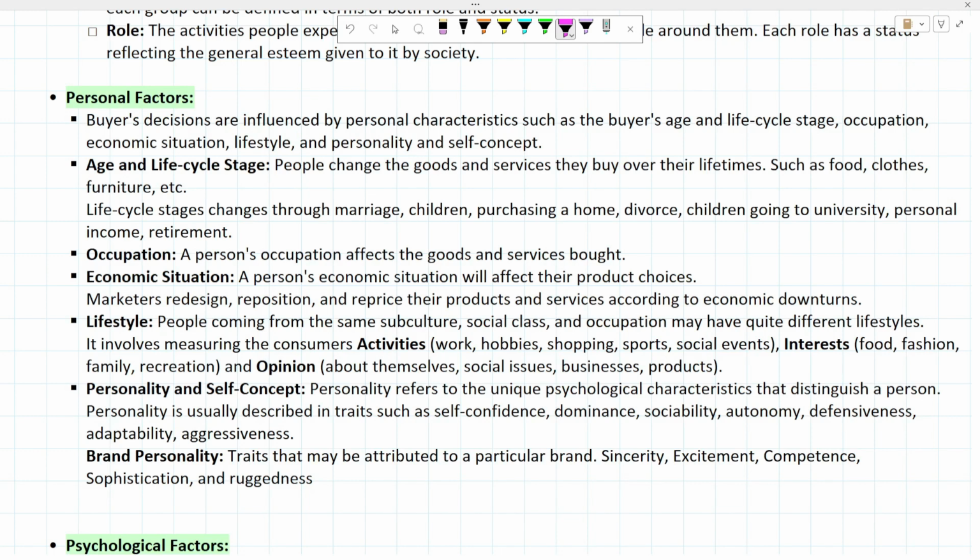Personality and self concept. Personality refers to the unique psychological characteristics that distinguish a person. Personality is usually described in traits such as self confidence, dominance, sociability, autonomy, defensiveness, adaptability, and aggressiveness. Brand personality refers to traits that may be attributed to a particular brand: sincerity, excitement, competence, sophistication, and ruggedness.